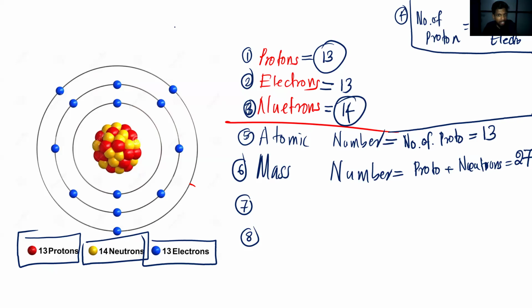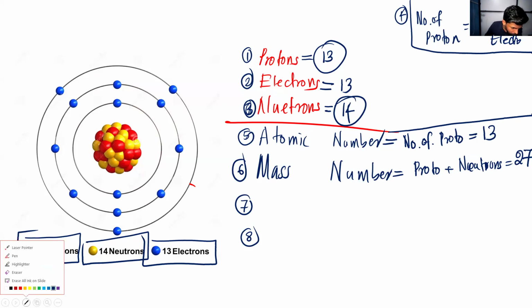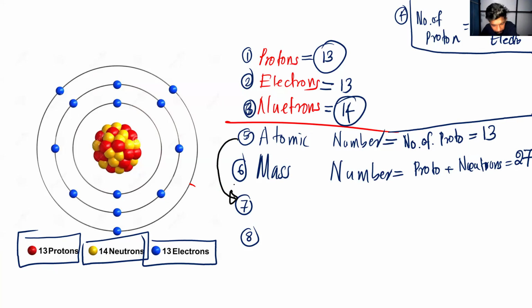Yes, 7 and 8, that is regarding the symbols. Okay, here listen. Atomic number, I will use another color pen for that one. I will use black color, right? For the atomic number, the symbol is Z. Atomic number is symbolized by Z. So Z is equal to 13. And mass number is symbolized by A. A is equal to 27.